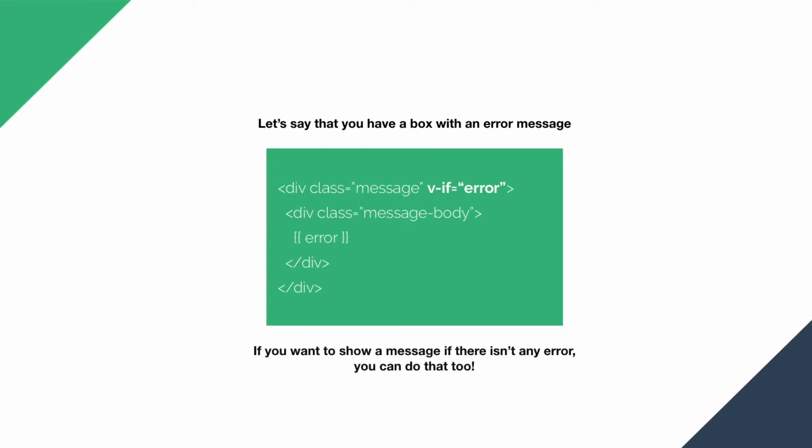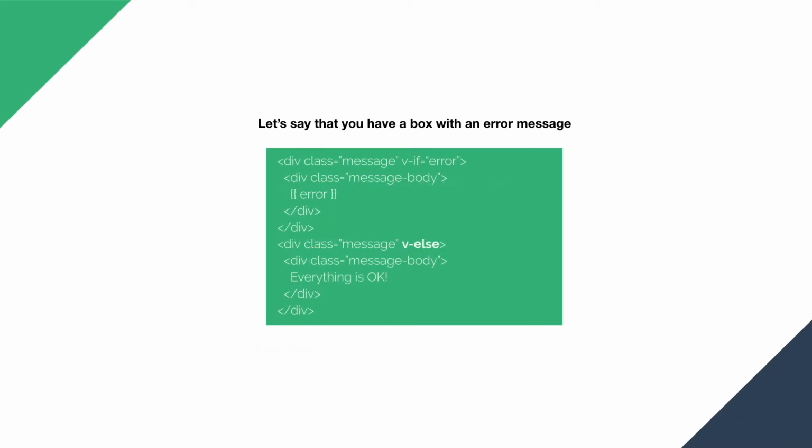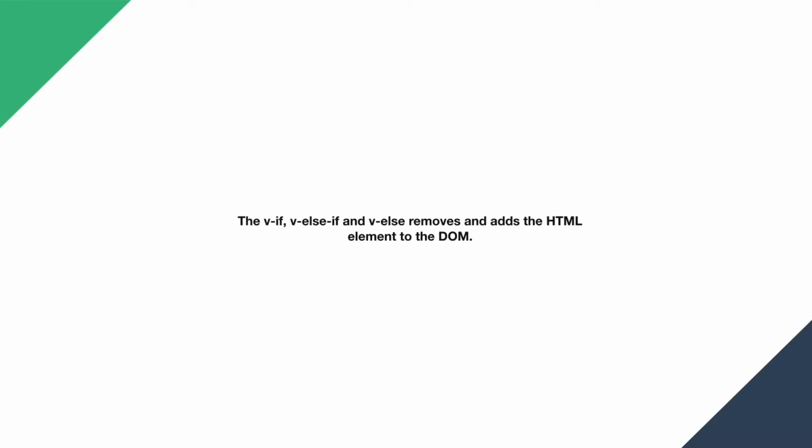If you want to show a message if there isn't any error, like a success message or something like that, you can do that too. You then use the vuejs directive. So if the error is false, it will go on to the next element which has the vuejs directive. The v-if, the v-else-if, and v-else removes and adds HTML elements to the DOM.